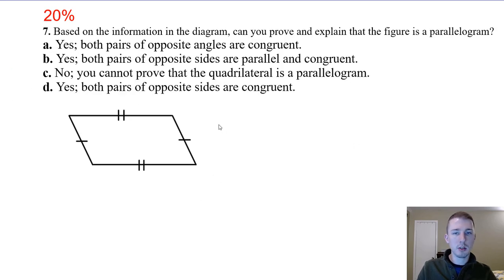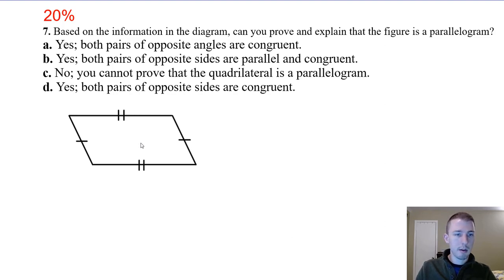Number 7, based on the information in the diagram, can you prove and explain that the figure is a parallelogram? So in this case, what are the markings telling us? Well, it's telling us that these opposite sides are congruent, and these opposite sides are congruent as well. So that is one of our properties of a parallelogram, that the opposite sides are congruent. So yes, we can use this information to prove that the figure is a parallelogram.